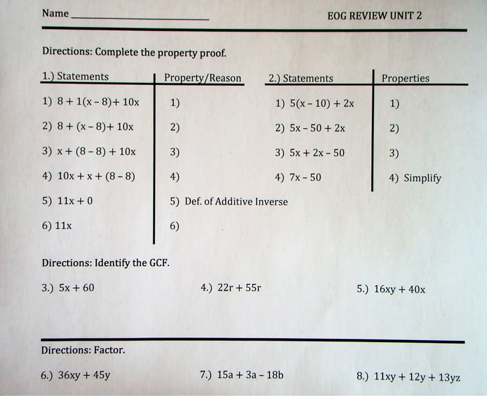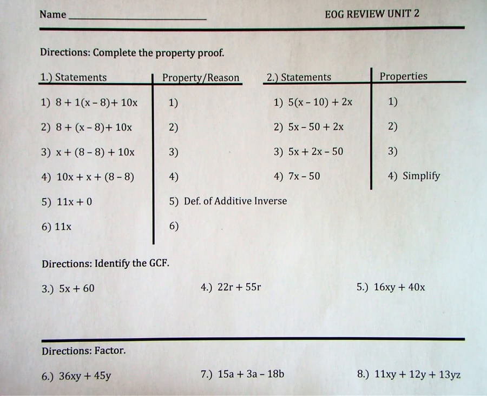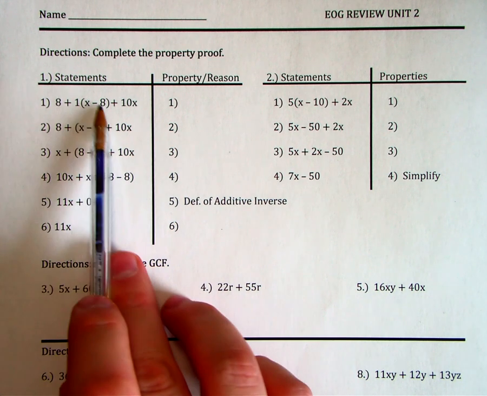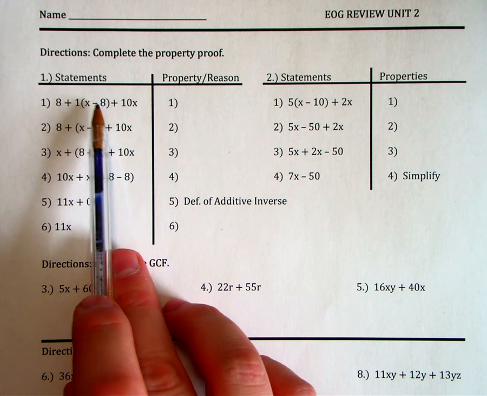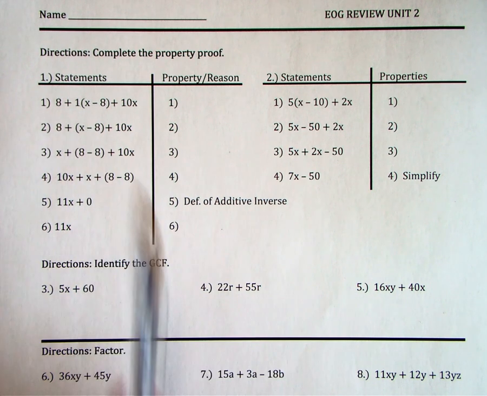Problem number 1 asks for us to complete the property proof. Now this is basically similar to solving a proof as we talked about in class, but you're looking at each step on the left and seeing what change took place between step 1 and step 2.